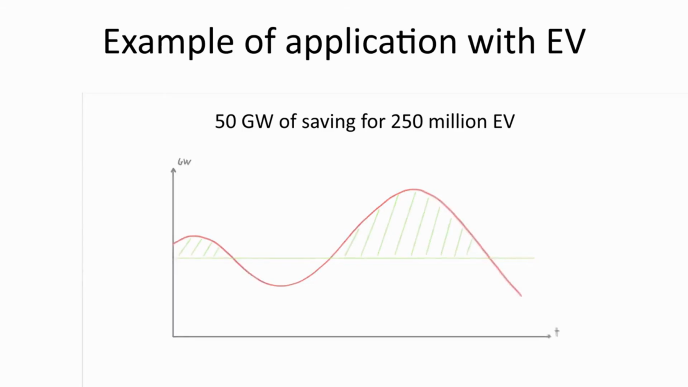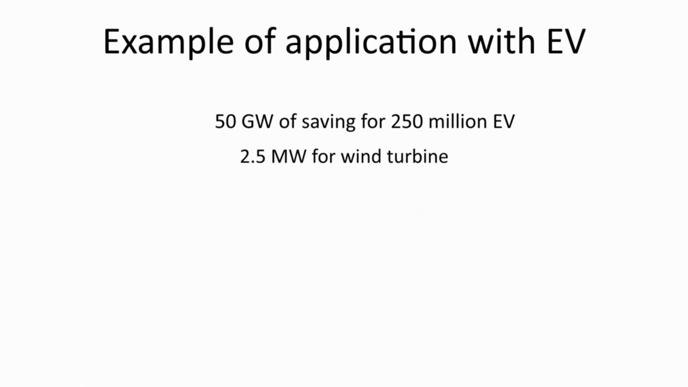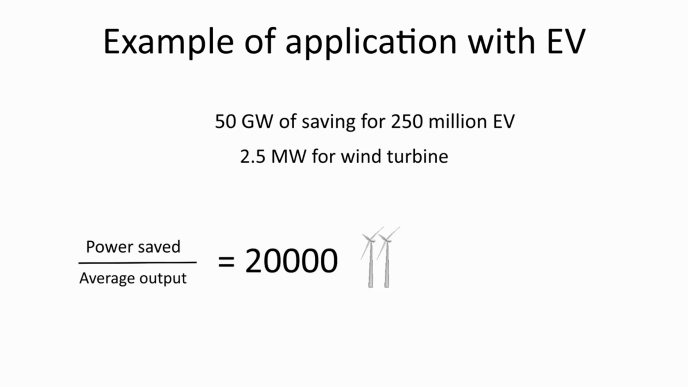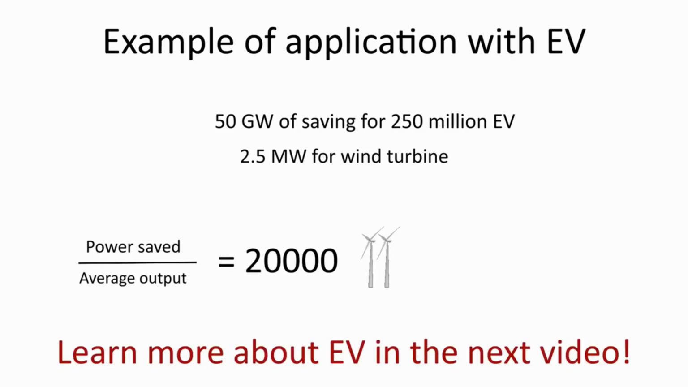Considering an average 2.5 megawatts per wind turbine, we can compute how many turbines we are saving thanks to smart grid. It is sufficient to divide the power saved by the average output, obtaining roughly 20,000 wind turbines. You will learn more about electric vehicles in my next video on advanced technologies in electrical engineering.